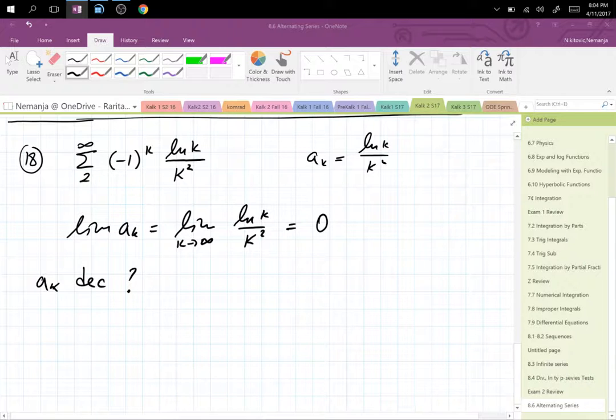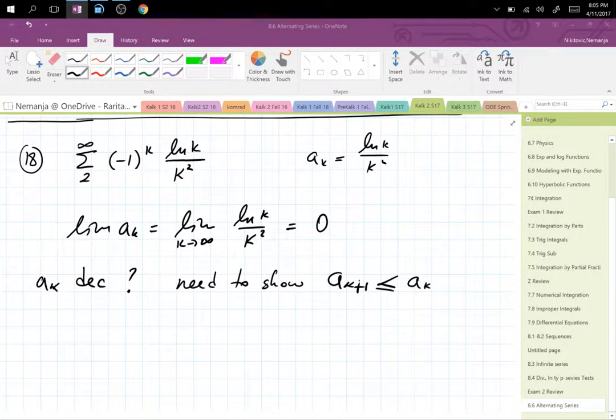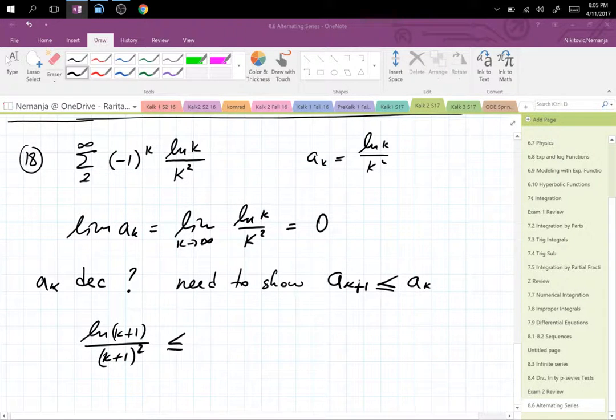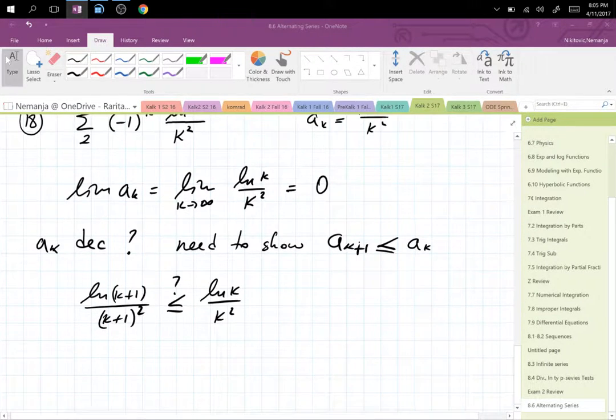So let's see. I need to show that a_(k+1), which is the next term, is smaller than a_k. That's how you show decreasing, when the next term is smaller, and then the next term is smaller still, so it goes down, it decreases. So we are going to create a_(k+1), which is ln of (k plus 1) divided by (k plus 1) squared, and that needs to be smaller than the original ln k over k squared.